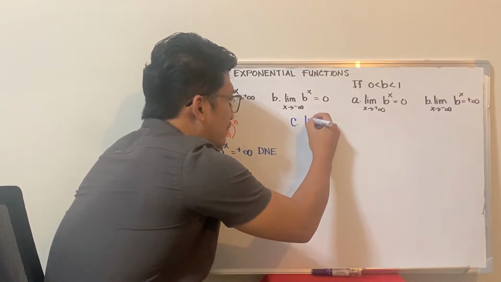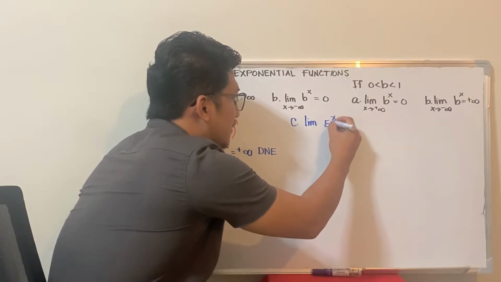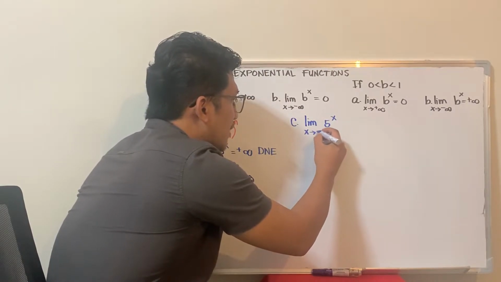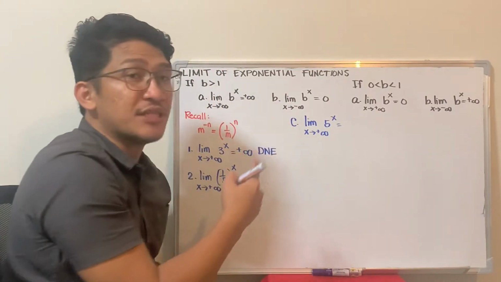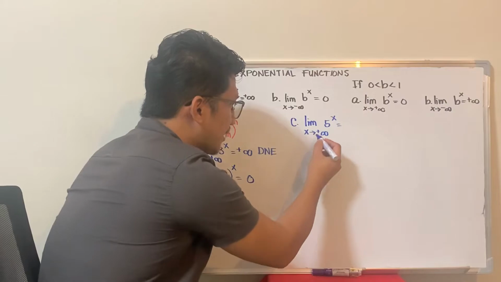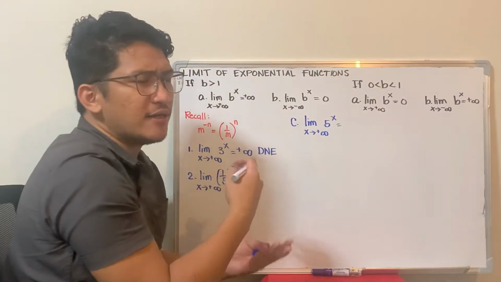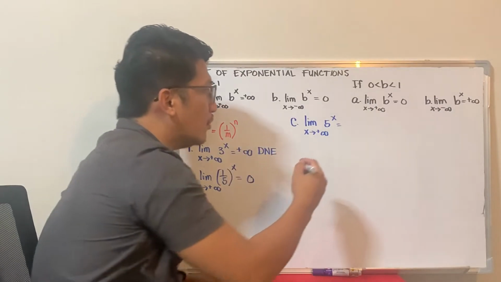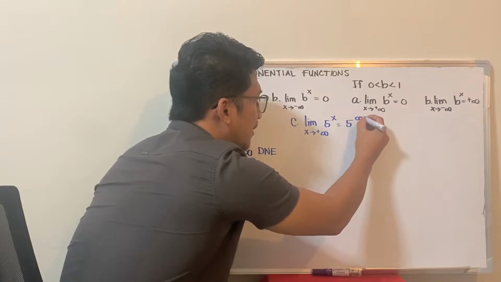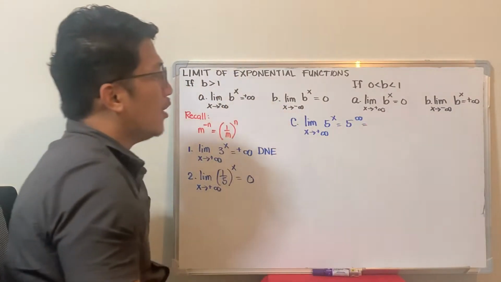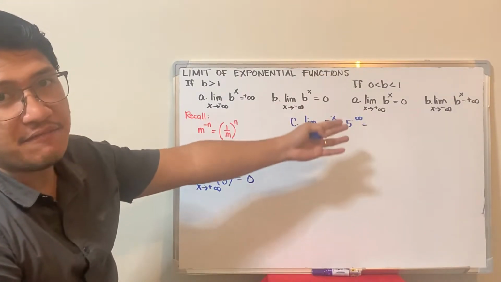So we have the limit, for example, of 5 raised to x as x approaches positive infinity. So what you do is just simple substitution. In other words, you substitute infinity for x, since x is approaching infinity, just like the usual way that we do. So this becomes 5 raised to positive infinity. Of course, that is 5 multiplied by itself infinitely many times.